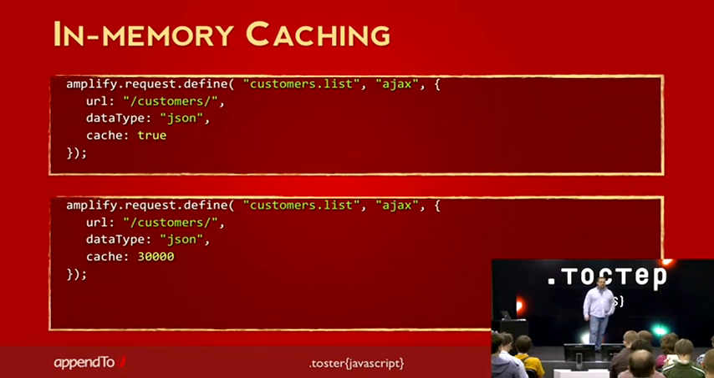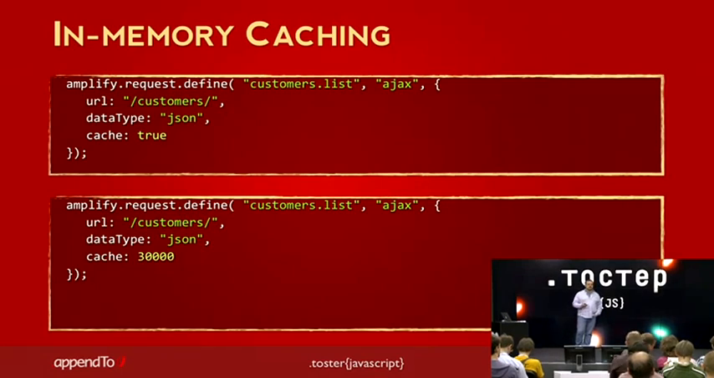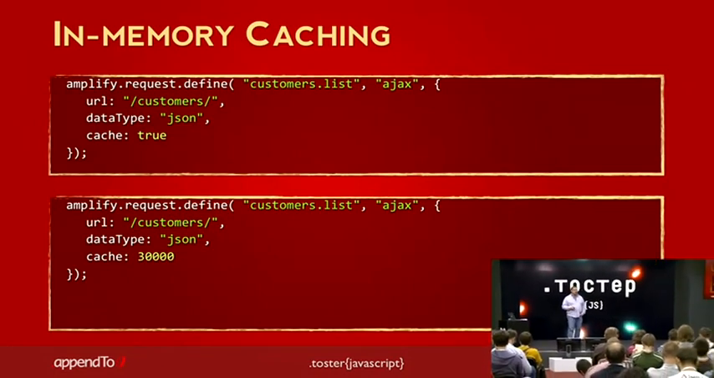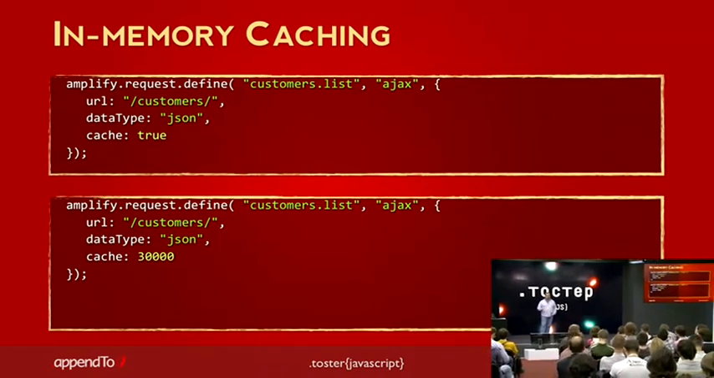You can define caching for the definition. So in this example here, we're doing everything the same. And we're going to list customers, same endpoint, JSON data. But we're adding this new property called cache, which is set to true. And the cache is data that is in memory for the page load. So this will store this data in memory. And it'll go away after you navigate away from the page or you reload the page. And that'll exist for the entire page load.